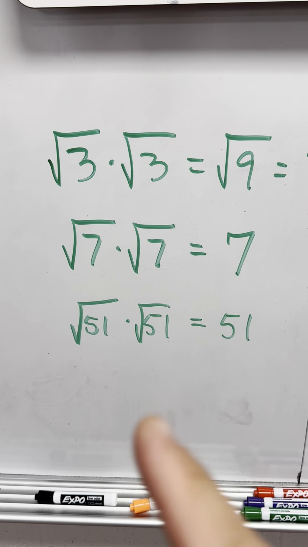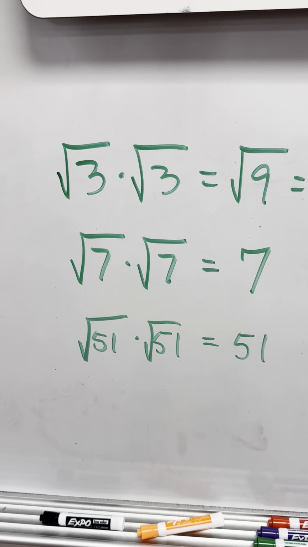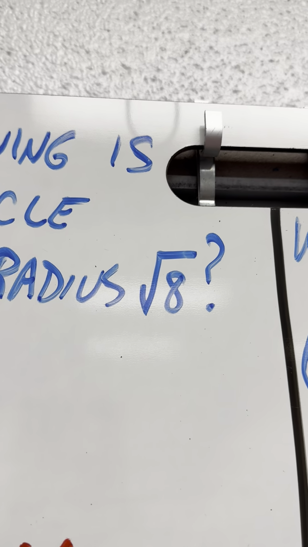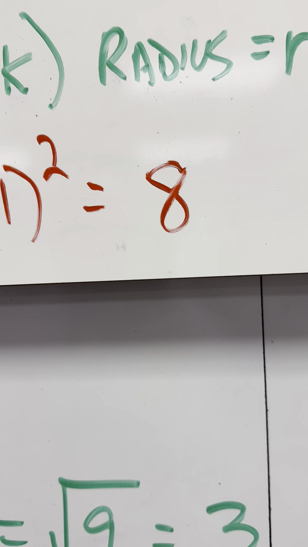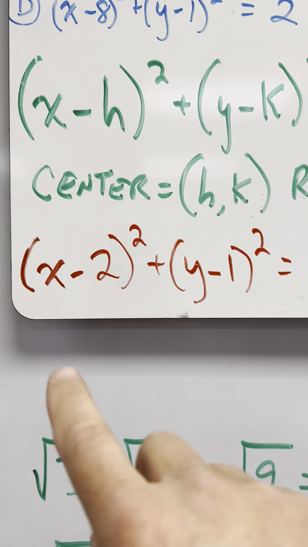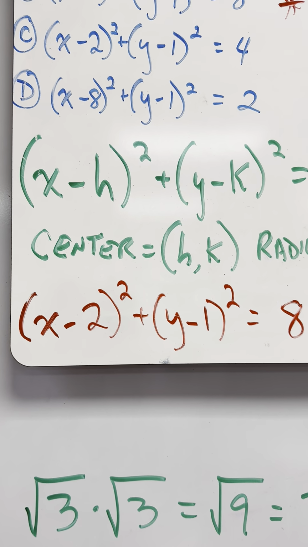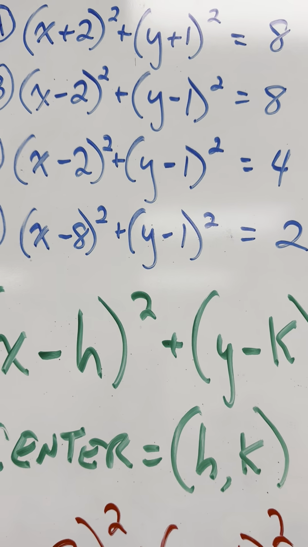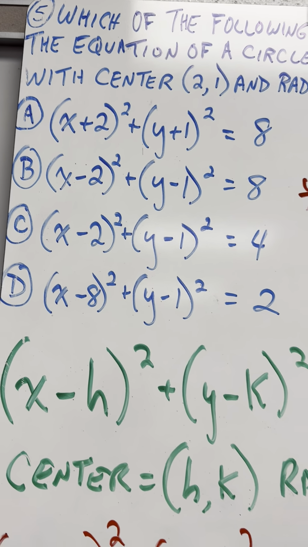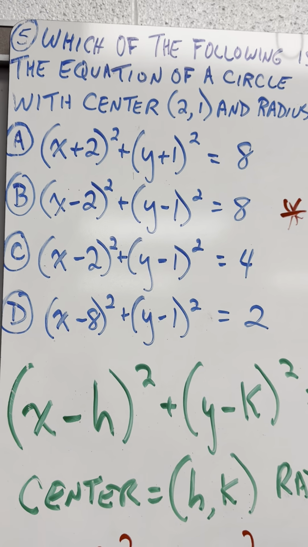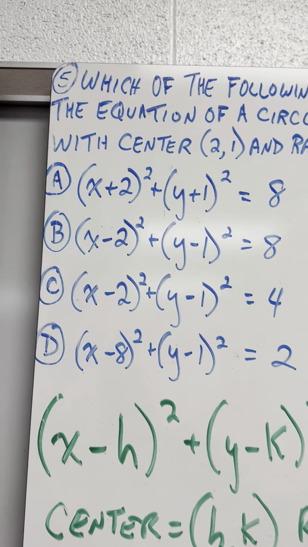Square root of 7 times square root of 7 is 7. Square root of 51 times square root of 51 is 51. So what's the square root of 8 times the square root of 8? That's just going to be 8, right? So it's going to be x minus 2 squared plus y minus 1 squared equals 8. Be careful. Don't fall for it if they have 64 as one of your answers, okay? So it is letter B. x minus 2 squared plus y minus 1 squared equals 8.